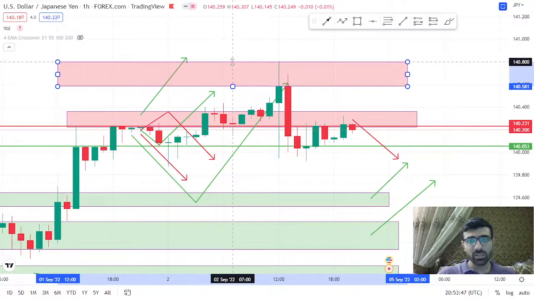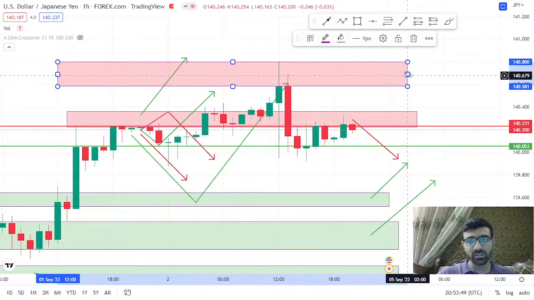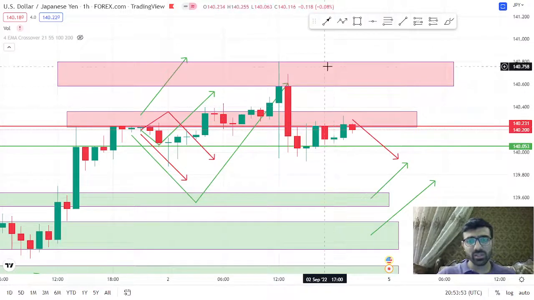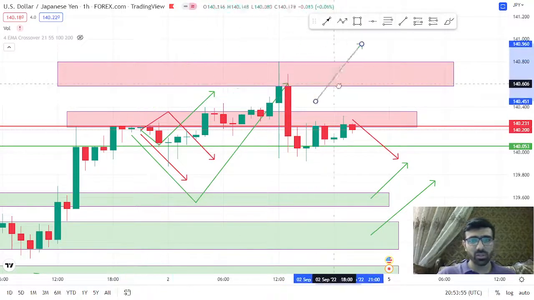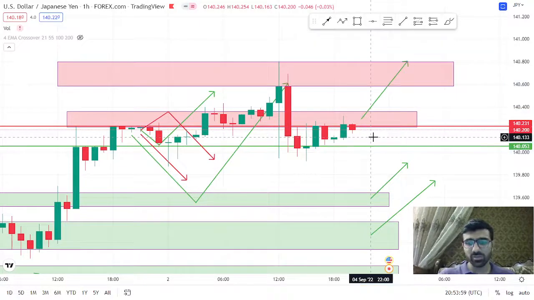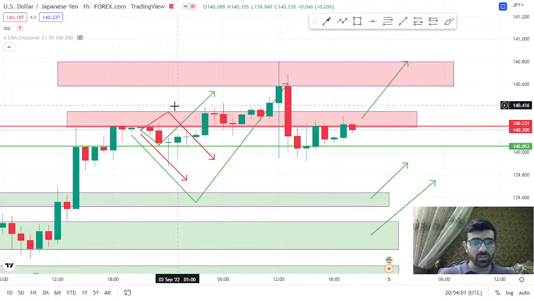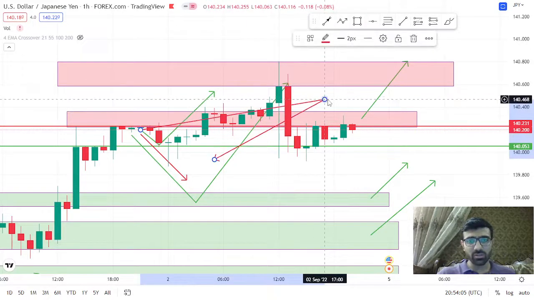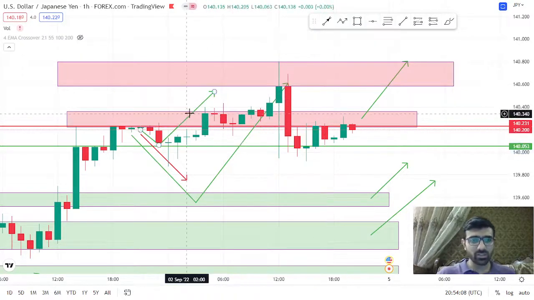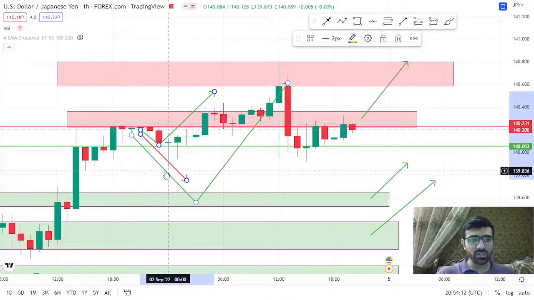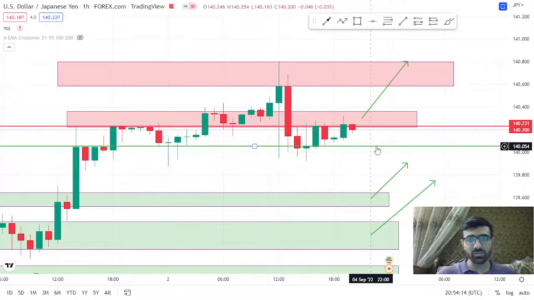So you guys can clearly see that this is our new swing high. So what we are going to do is that we are going to look for a good buying opportunity from here. Let me remove this selling setup. And if we are going to look for a good buying, let me just remove all the previous scenarios so you guys can easily identify the areas of buying and selling.